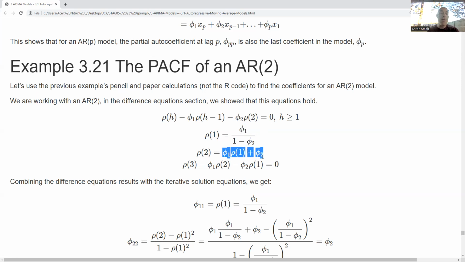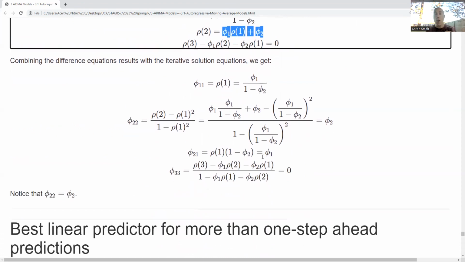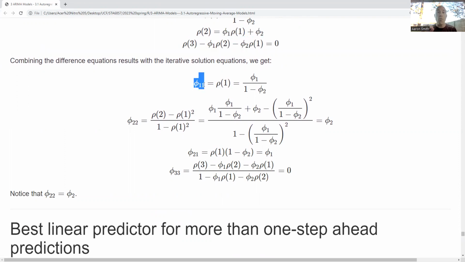So now I can take it and plug that back in. And if I go through and start plugging and chugging on the equations that we had previously, I can see that phi11 from our iterative process is going to be equal to phi1 divided by 1 minus phi2 of the actual model itself.